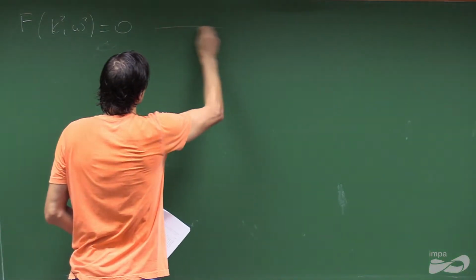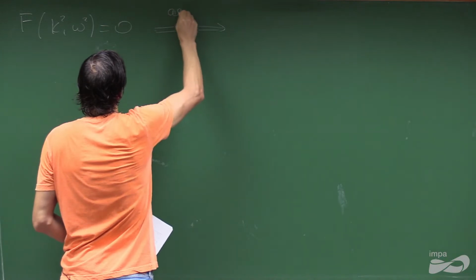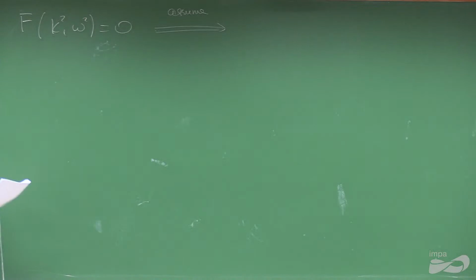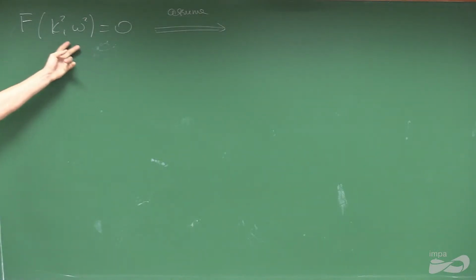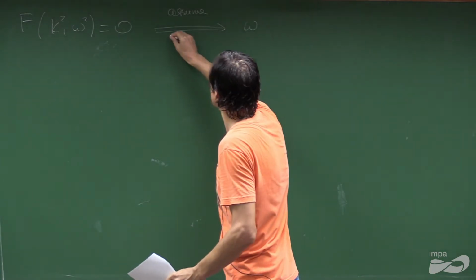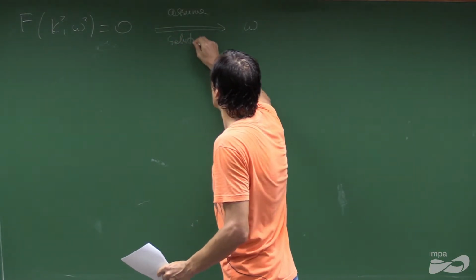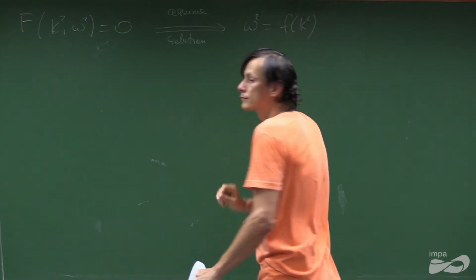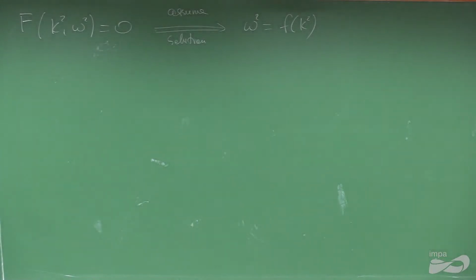And then you can assume that it can be solved. We assume that it can be solved with respect to, since it's just a scalar equation, one of the variables. In principle, there can be many solutions, but in many physical situations it's just one solution. So we assume that it can be solved.